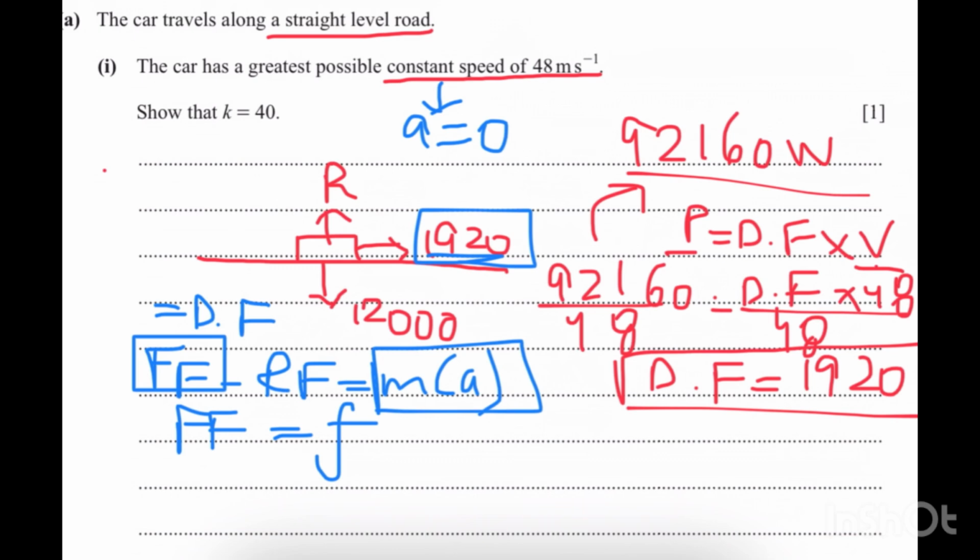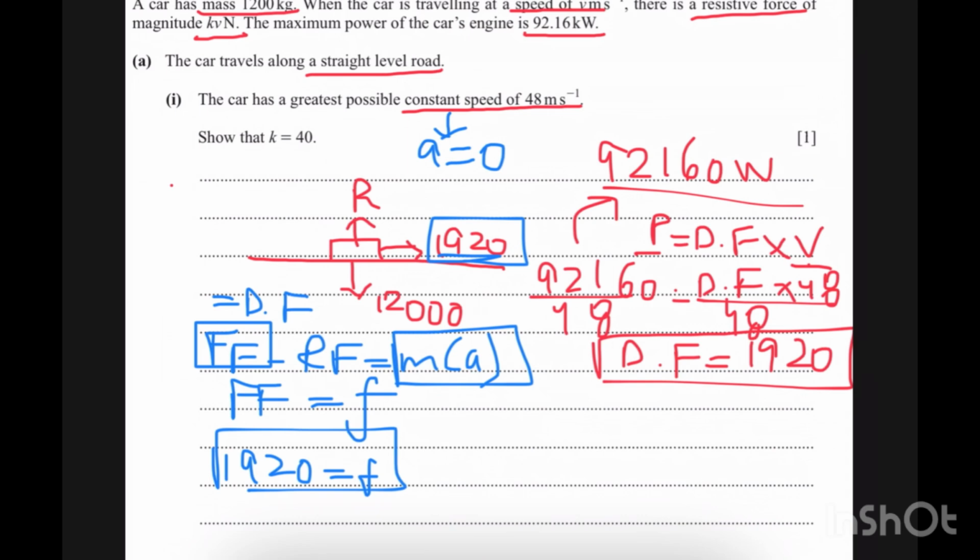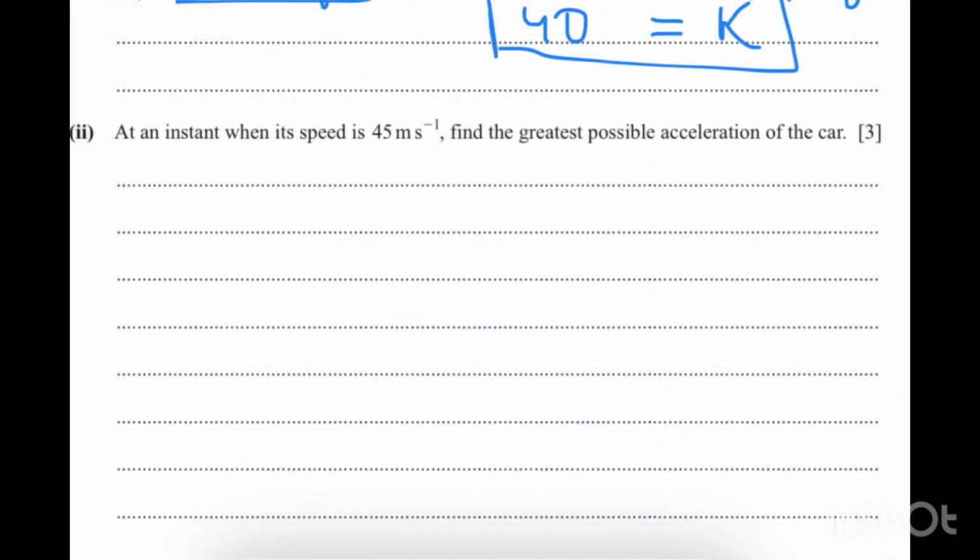So that means that the driving force 1920 is equal to the friction. The formula for the resistive force is equal to K, which is an arbitrary constant, and V, which is the velocity at which the car is operating. So 1920, which is friction, must be equal to K times the speed, which is 48. That means K is equal to 1920 divided by 48, which is equal to 40.